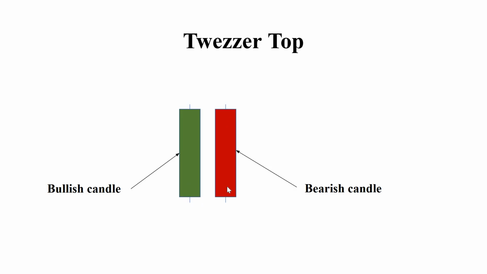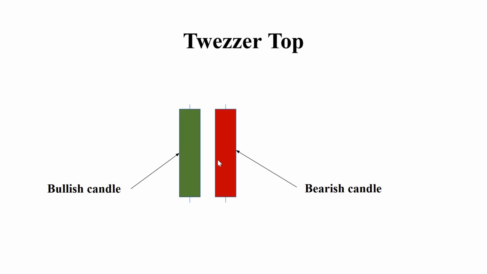But for this pattern to be valid, the bullish candle and the bearish candle should be of the same size, meaning that the sellers should be able to push the price back to the opening price. So the open of the bullish candle should be equal to the close of the bearish candle. That is valid. When you see such, it's a valid confirmation of the tweezer top.